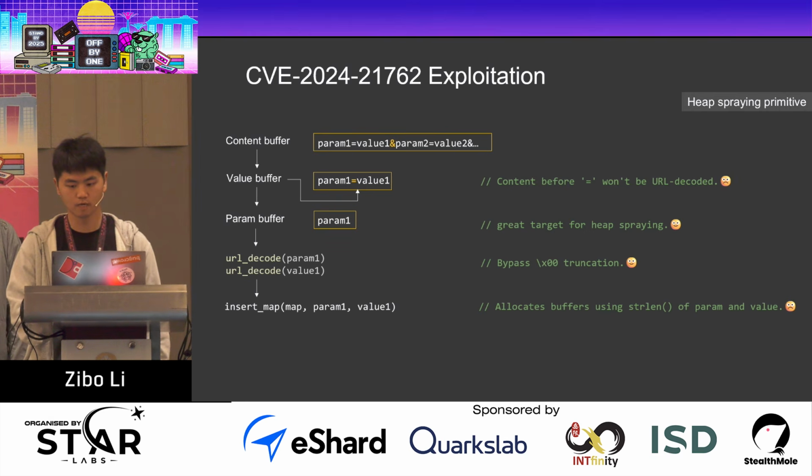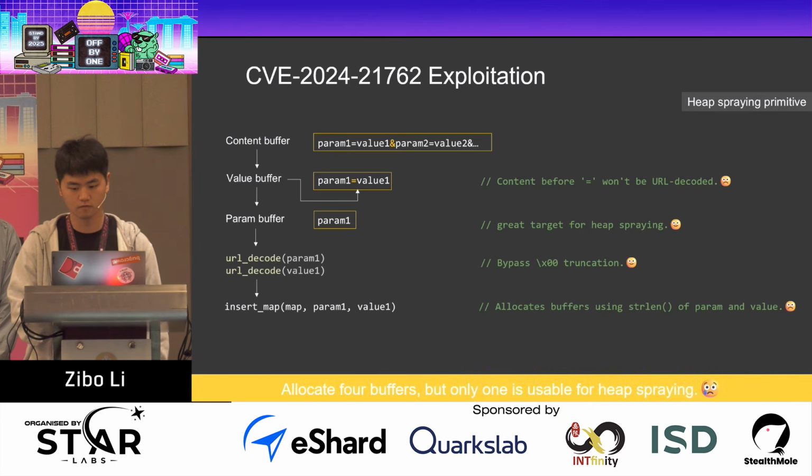After that, both name and value are URL decoded, and the decoded pair is stored into a map, which involves copying them again. In this whole process, 4 buffers are allocated, but only 1 buffer is actually useful for heap feng shui.